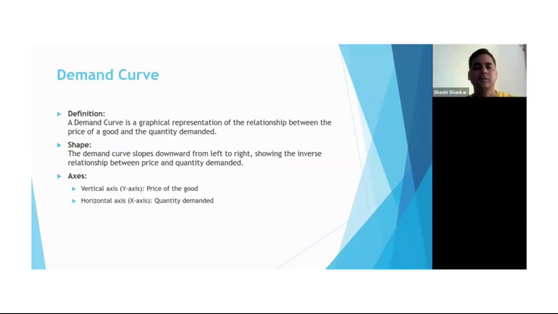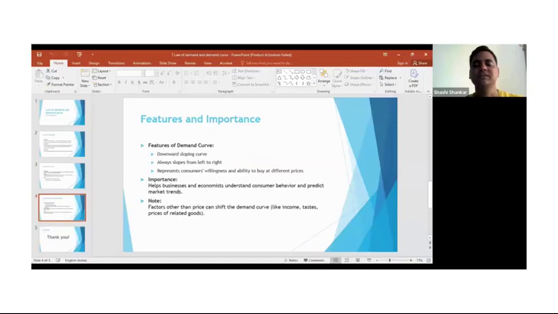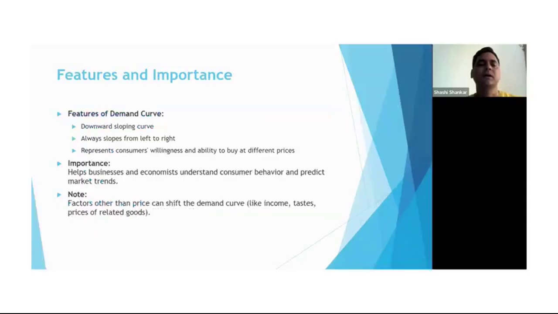On the vertical axis, the y-axis, we consider the price of goods, and on the x-axis, the horizontal axis, quantity demanded. The slope is downward from left to right, and just because it has the inverse relationship, it goes downward from left to right. Now moving to the next one, the features and importance of the demand curve.